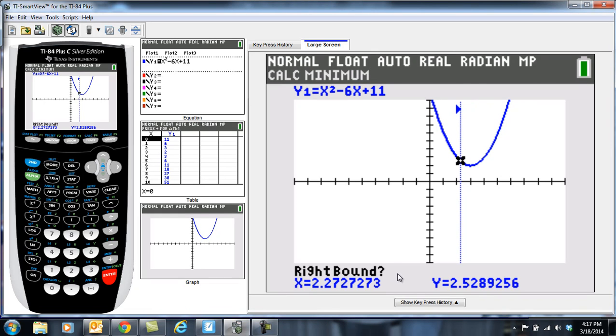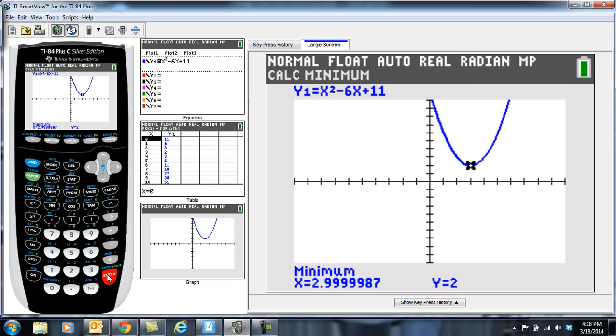Now it says right bound, which means where's the right side of the vertex? So we're going to do the same thing. We're going to move our cursor over until we are on the right-hand side of the vertex. And so that's to the right of the vertex, and we're going to hit enter again, and again it's going to mark it. So it's going to put this little arrow up here. So it's saying here's the left side, here's the right side. Now it's asking for a guess. And we do really want to make a guess because we kind of want to tell our calculator where to look. And so my vertex is about right there, and I'm going to hit enter, and it's going to give me some weird numbers.